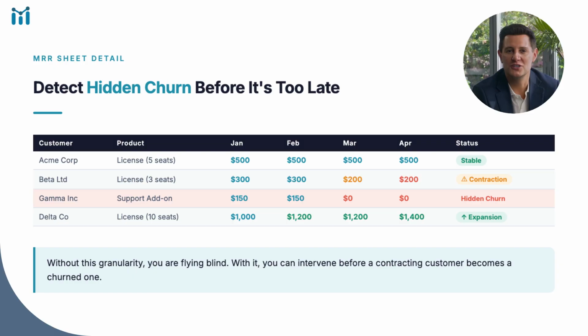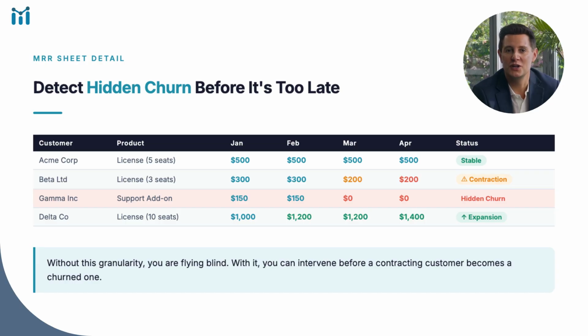In your MRR sheet, every customer should have their own row, and every product or license type should be tracked. This allows you to identify hidden churn, where a customer hasn't left yet, but they are buying less than before, which we call contraction. Without this level of detail, you are flying blind. With it, you have a strategic command center for your entire business.